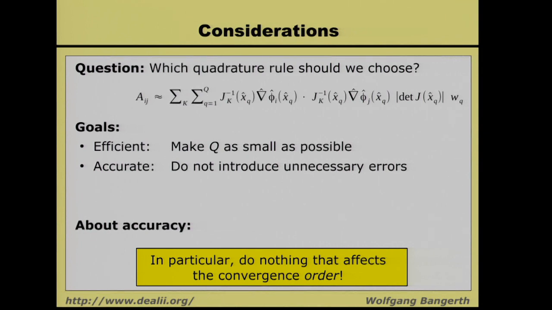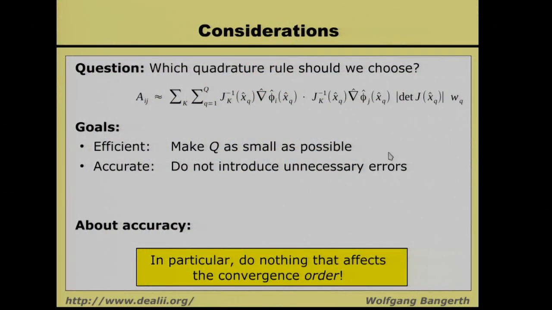Now, from a practical perspective, of course, what I would like to do is make this capital Q here as small as possible, because if this capital Q is 100 here, for example, then that would mean that I need to evaluate this whole integrand 100 times on every cell. That's not what I want to do. I would like to make that as small as possible, so I would like to choose these x_q hats and the w_q's so that the set is as small as possible. On the other hand, I would like to make the result accurate. So in particular, I don't want to introduce unnecessary errors, right? I need to form an integral. I can only form an approximation. I want that approximation to be as close as possible to the exact value that I need.